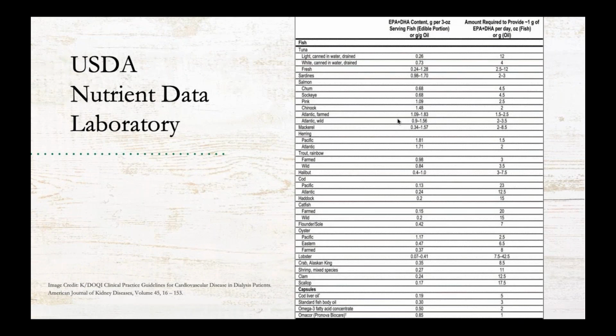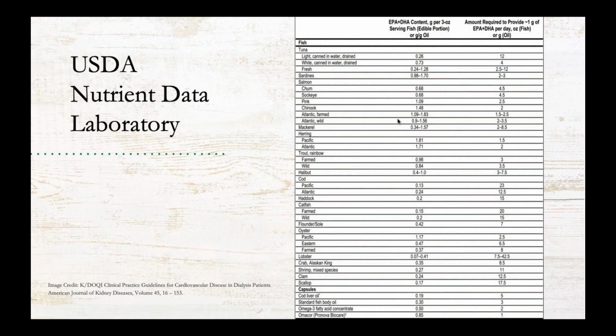This is from the USDA nutrient data, and it shows you how much EPA and DHA is found in some different portions of fish and seafood. So I think this is a really useful chart. It's one of the best ones out there. It's based on 3-ounce portions.